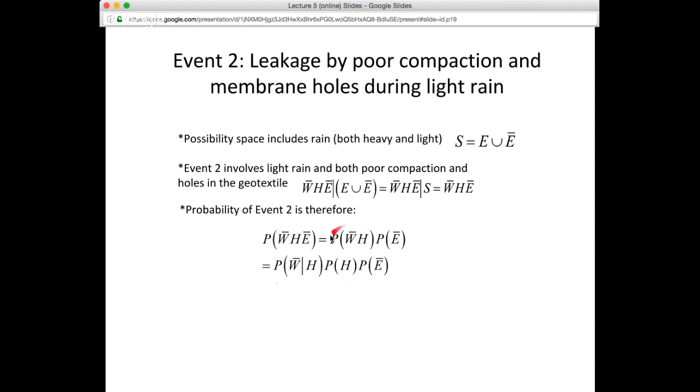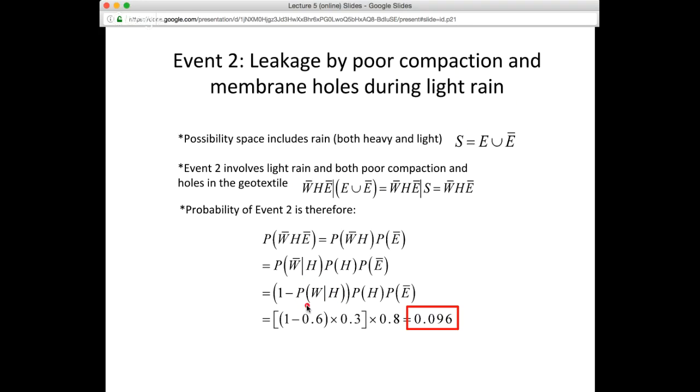Now we can express this probability of the intersection of W complement and H using the product rule: W complement conditioned on H times the probability of H. And furthermore, we can express this conditional probability as 1 minus the probability of a well-compacted clay layer conditioned on holes. And remember, we know what this is. It's 0.6. In fact, we know what everything is. We know 0.6 for this conditional statement. We know the probability of holes, which is 0.3.